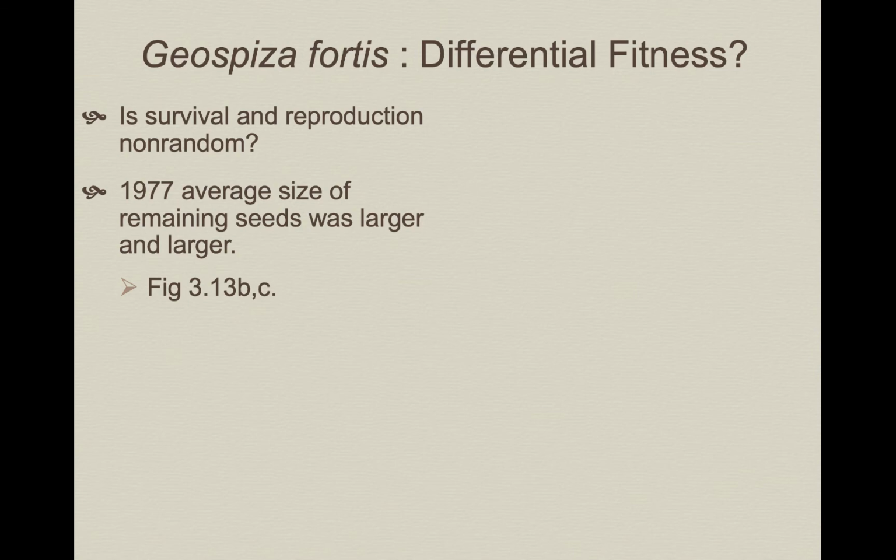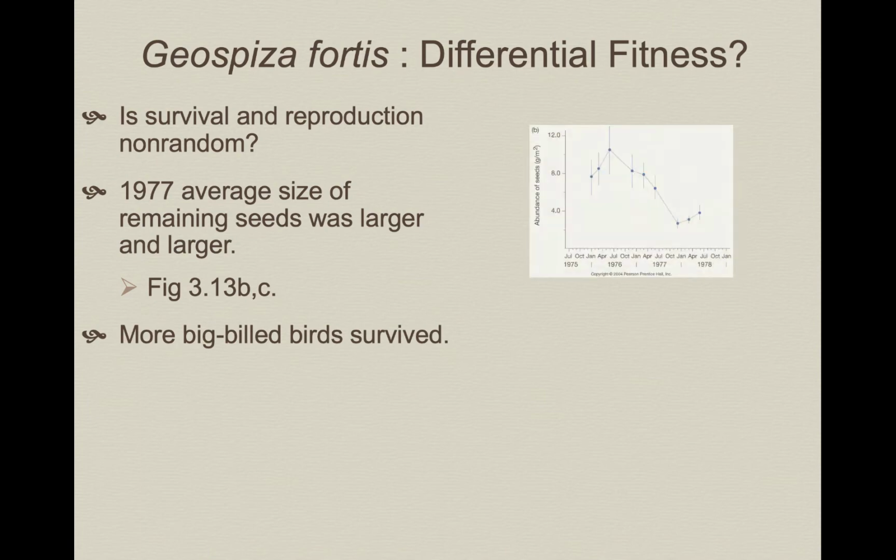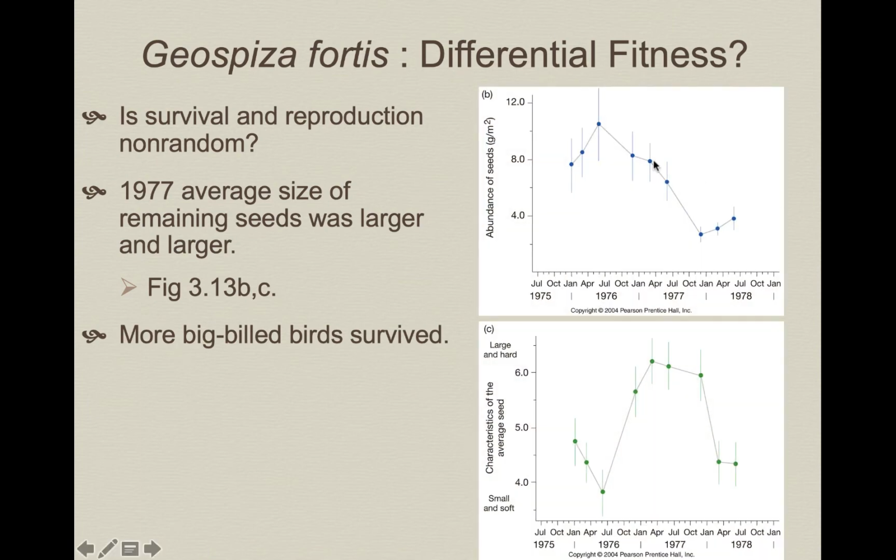So in 1977, there was a severe drought that led to a reduction in available food as far as seeds go. And as the food started to disappear, if you look at the average abundance of seeds starting off in 76, as you get into 77, there are many, many fewer seeds available. Well, what are the characteristics of those seeds that were still available at that same time period? Look, it's just the big seeds. All the small seeds are gone.